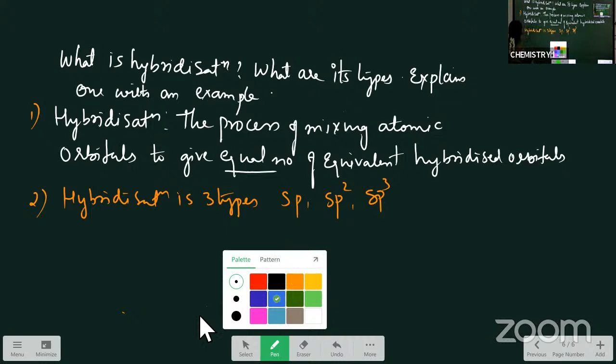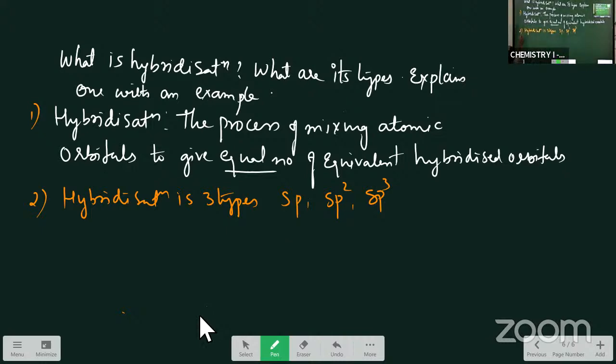Right? So next क्या है? Explain each one with an example. So first we will take sp hybridization. Now, how do you define sp hybridization? यहाँ पे क्या है? The process of mixing atomic orbitals to give equal number of equivalent hybridized orbitals. उसी फॉर्मेट में हमारे डेफिनेशन को रखना है.